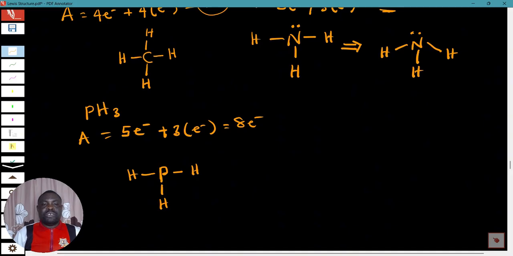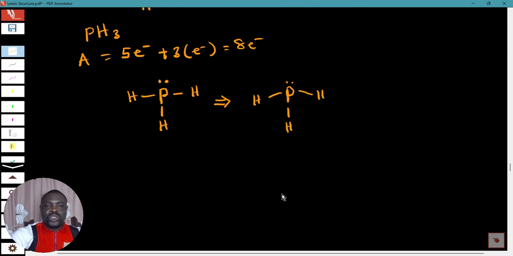Now, how many electrons have we spent? We have 3 bond pairs, making what? 6 electrons. 6 from 8. We have 2 electrons remaining, which should be placed on what? On the central element. Now, these 2 electrons will repel each other because, according to Coulomb's law, like charges what? Repel. Their repulsion will distort the shape. So at the end, we will have something like this, just like in the ammonia molecule. So that is the Lewis structure of phosphine.